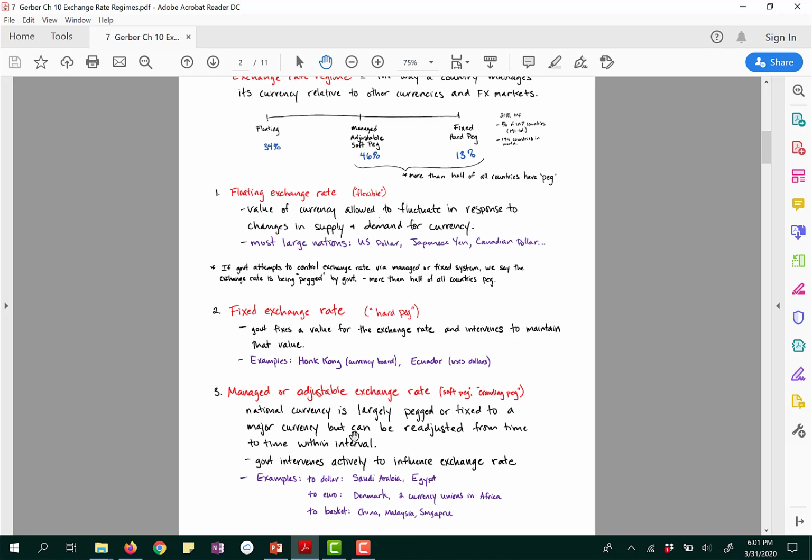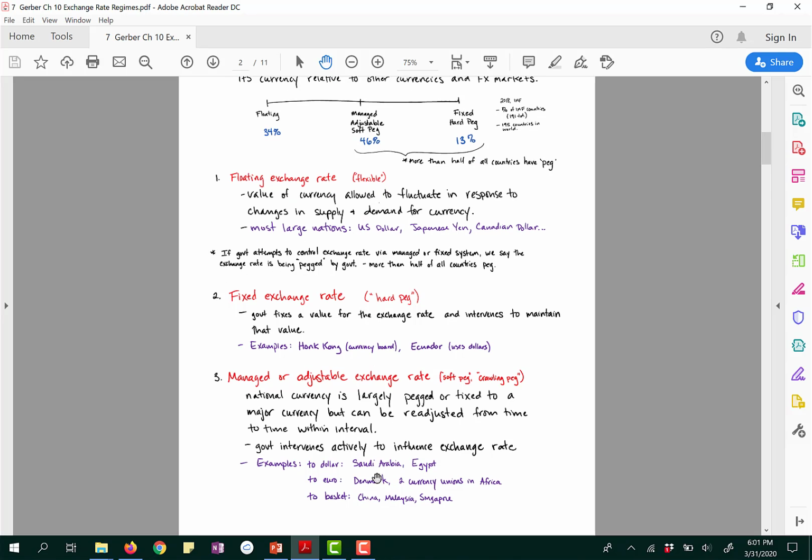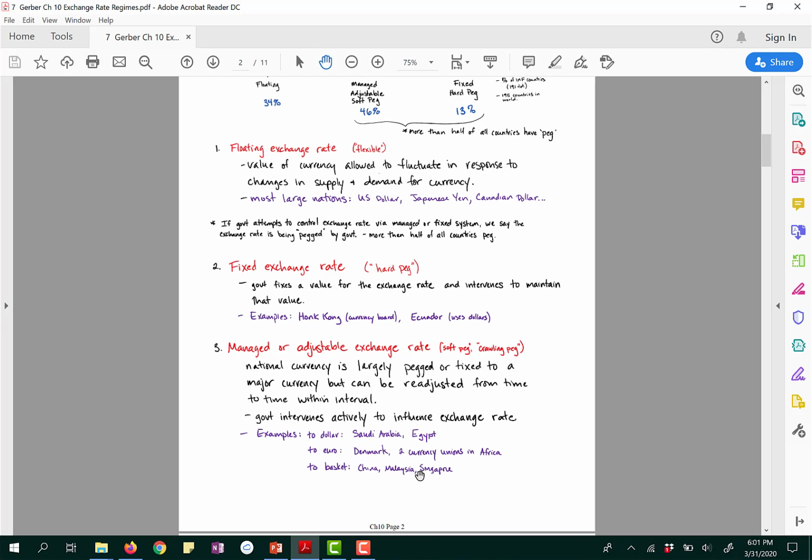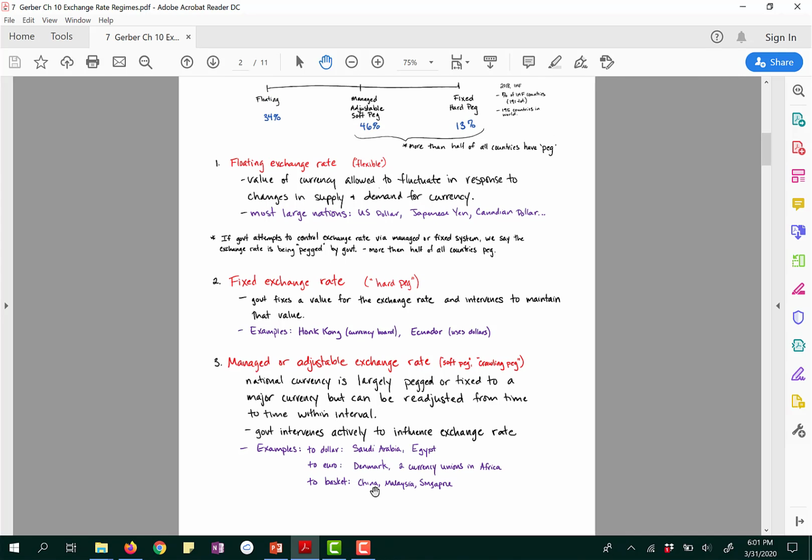Some examples of managed or adjustable exchange rates are the Saudi Arabia rial is pegged to the US dollar. The Denmark currency, the krona, is pegged to the euro. There are currency unions in Africa that are pegged to the euro. And it's also possible to peg your currency to a basket of currencies instead of one specific currency. That's what China, Malaysia, and Singapore do.